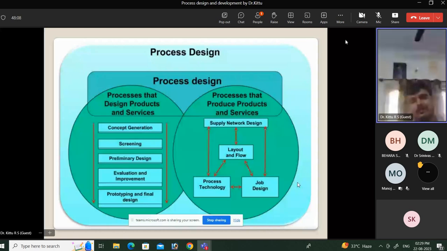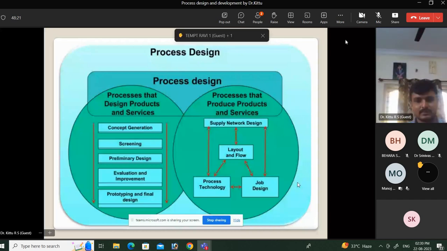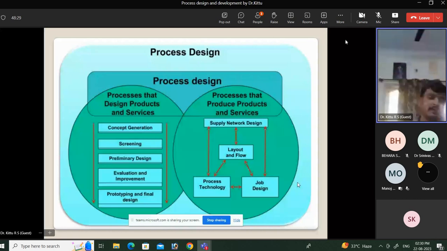You can observe that the different designs impact one another, like job design, and based on the design, your layout and flow will differ. So always the network design, that means you are going to supply the network design for the purpose of execution through the usage of technology or the process of manufacturing.